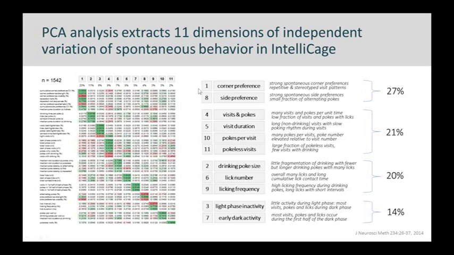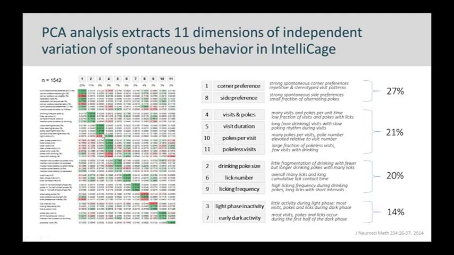Now, during the free adaptation stage, there are virtually no limits to the behavior of the animal. So the data we collect during that stage gives us a quantitative profile of the spontaneous behavior of animals in the cages. We wondered how many dimensions of truly independent variation are captured by these 50 variables we measure. So in order to find that out, we ran a principal component analysis on a data set coming from about 1,500 animals that went through that stage.